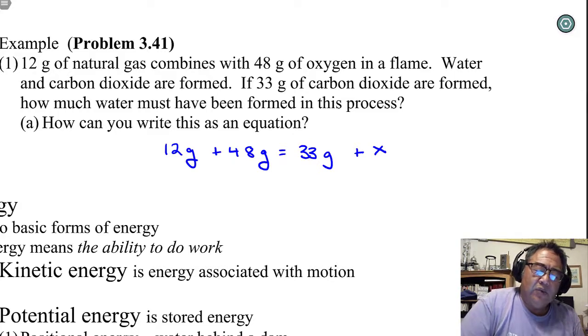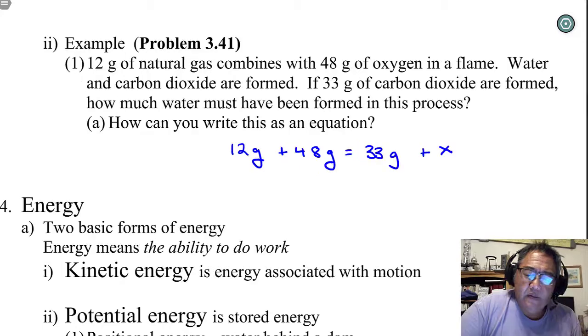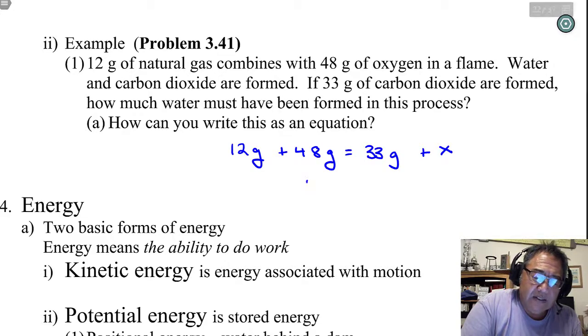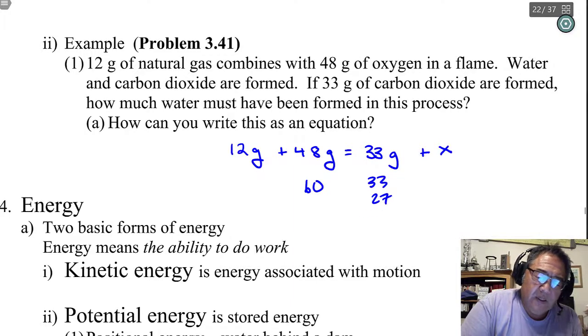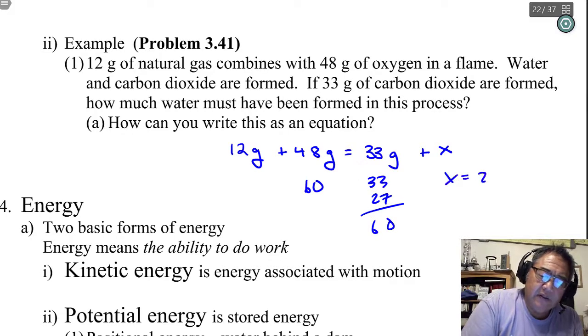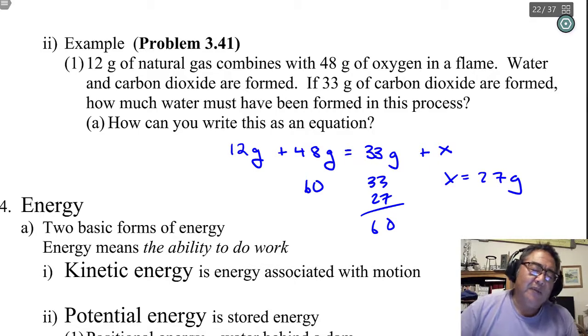And so all you need to do is take 12 and 48 and add them together and subtract 33, and you end up with, let's see, that's 60 minus 33, so that'd be about 27. Let's check that. So 12 plus 48, that's going to give me 60, right? And then 33 plus 27, it'll give me 60. Yeah, so it's 27 grams of water got formed in the process.